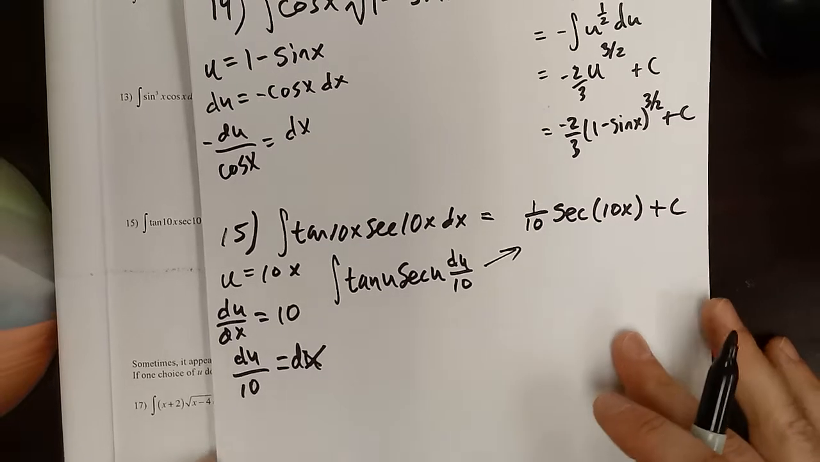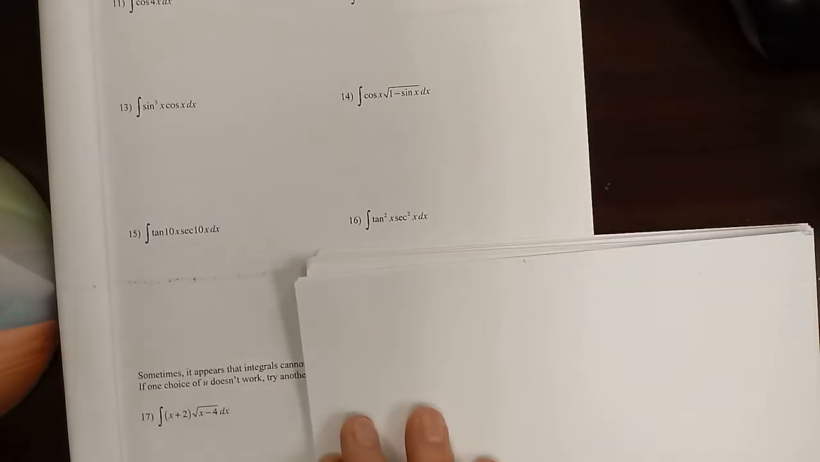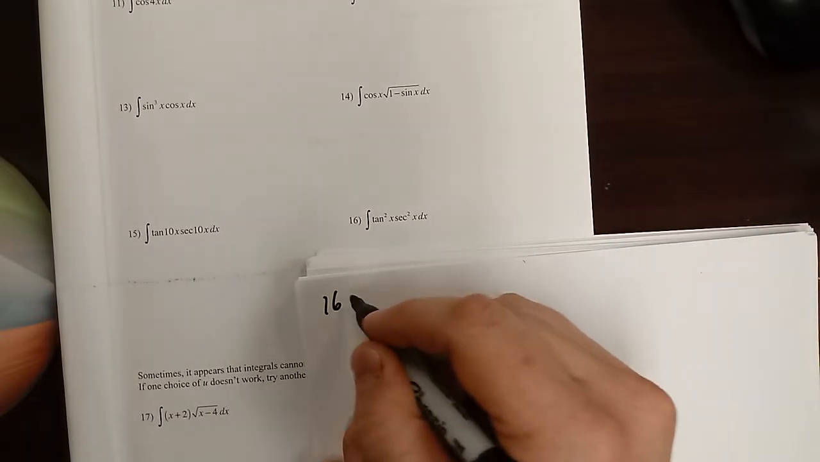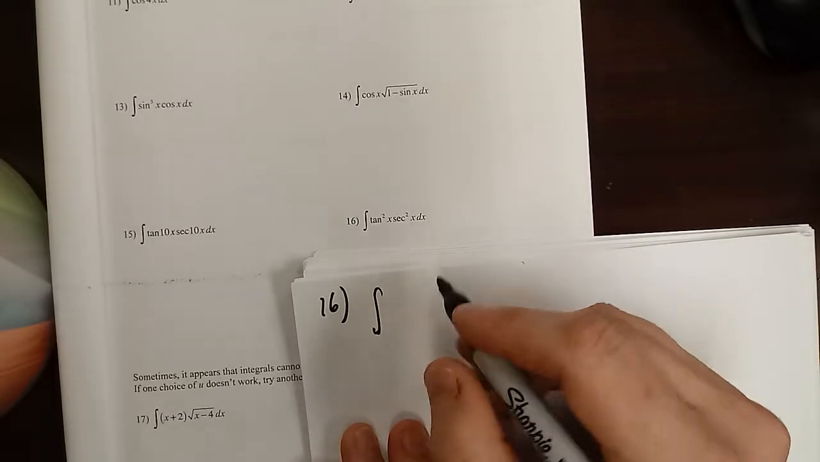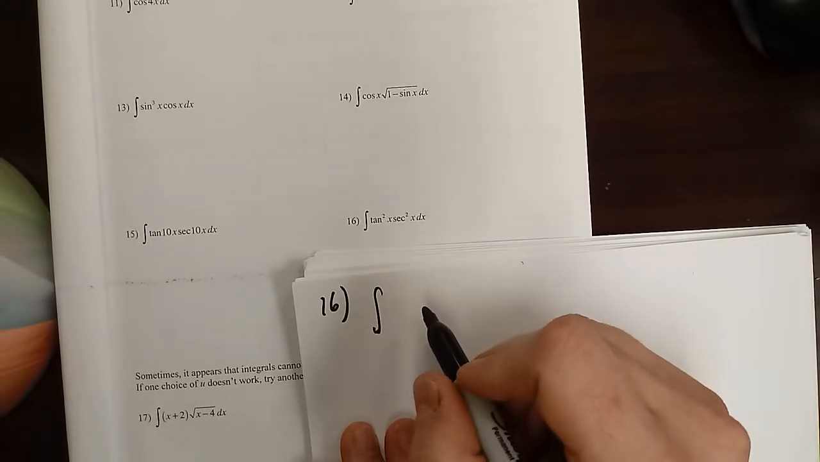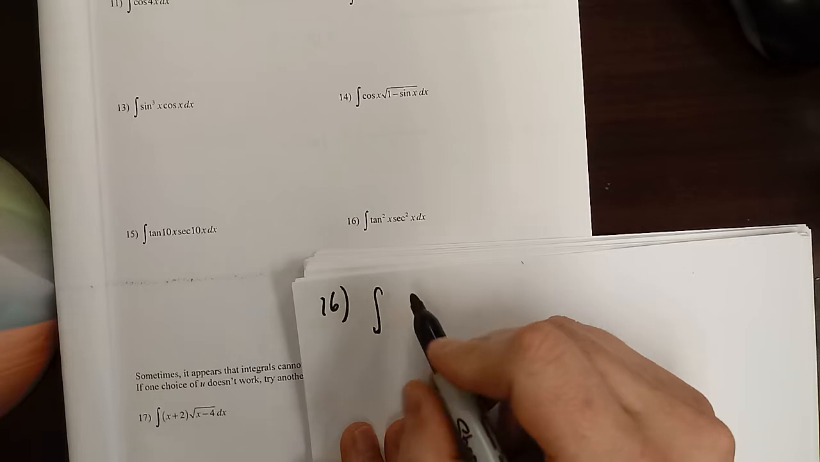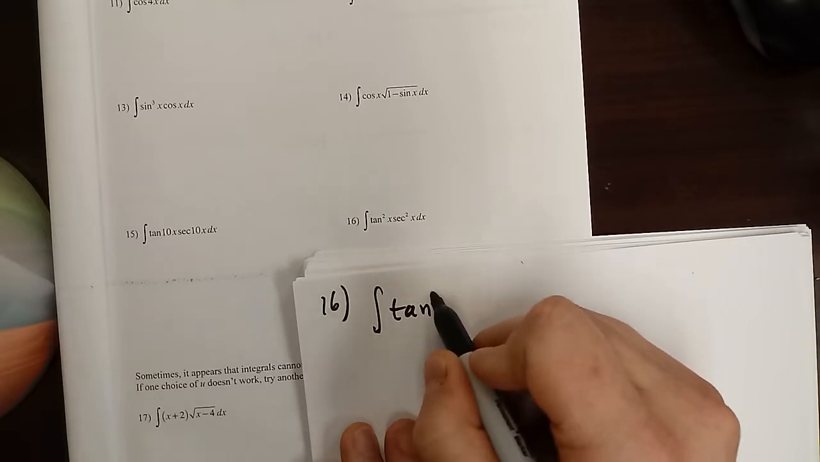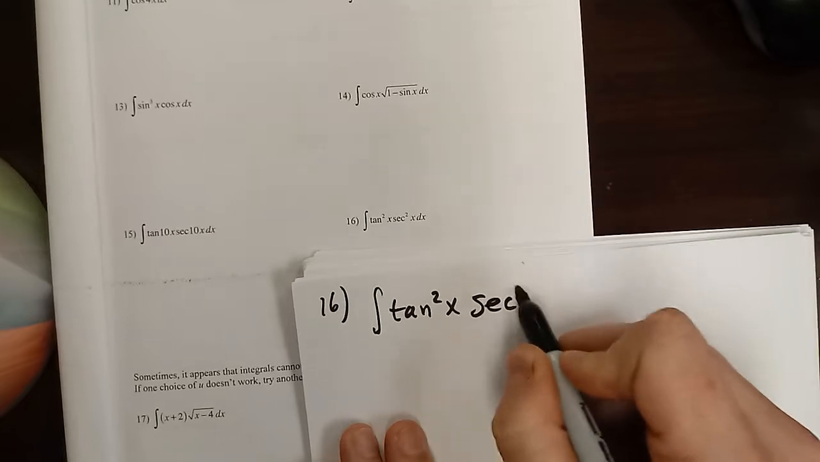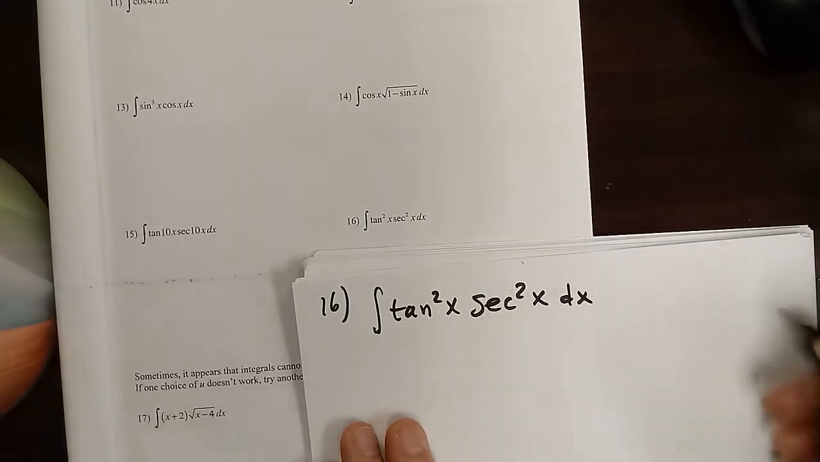Okay. On to number 16. All right, 16 is the next. This is the next one that I've seen that I'm like, okay, let's see if we can find a way to do this. All right, so tangent squared x secant squared x dx.